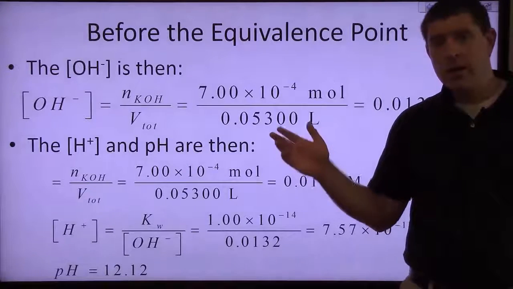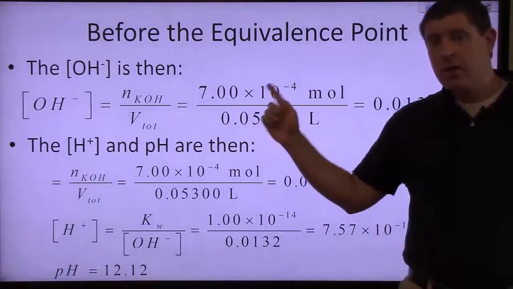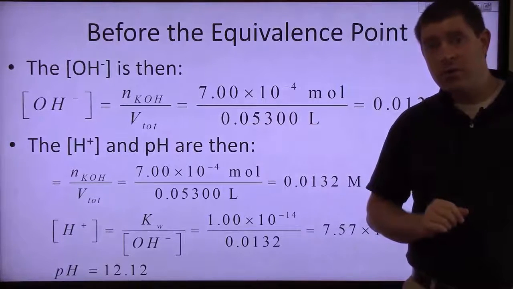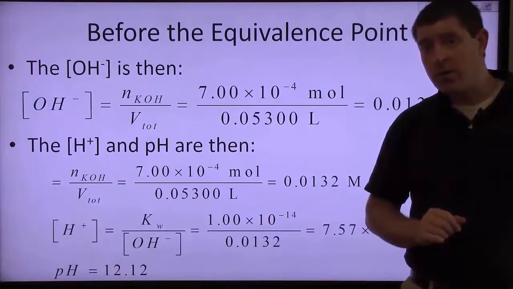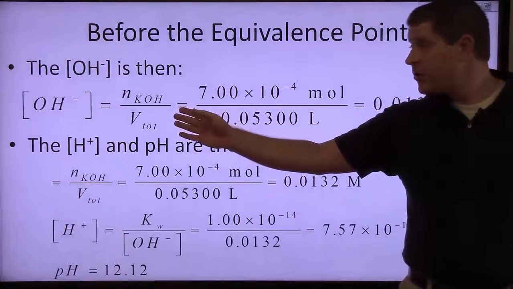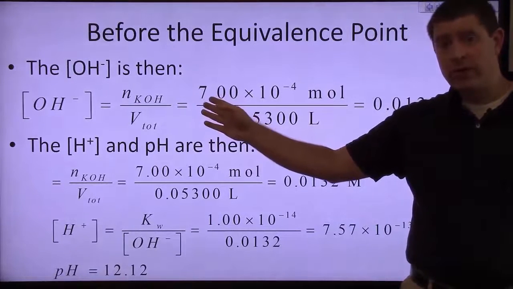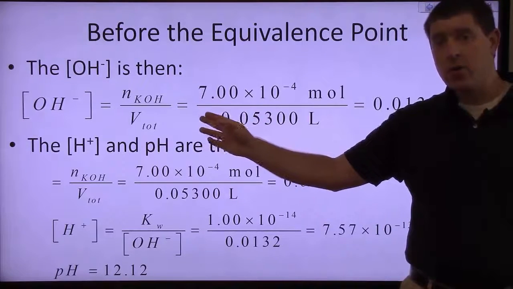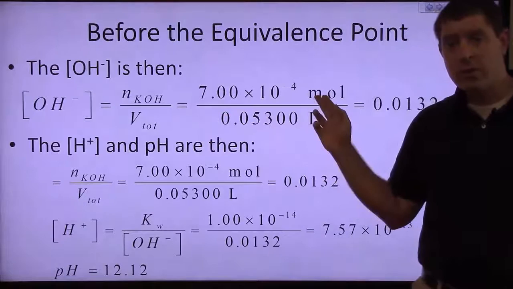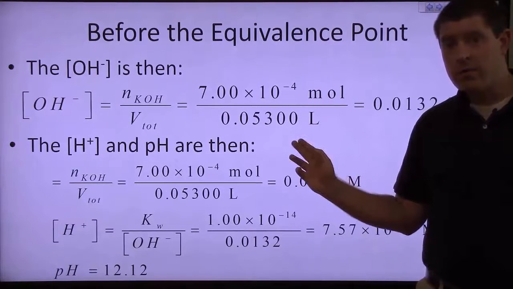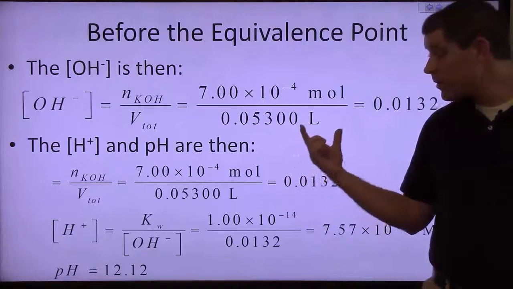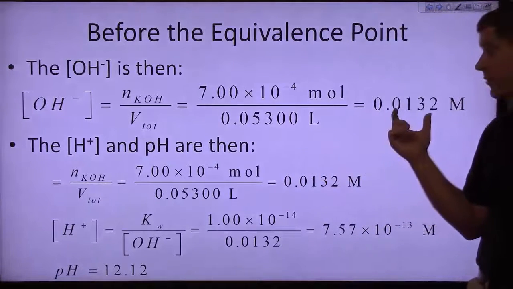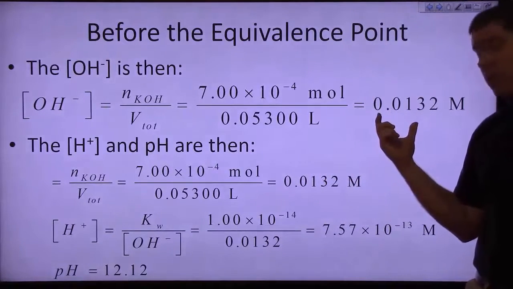And now we can calculate the hydroxide concentration. Now, this value is not going to be simply 70% of what it was initially, because we have changed the volume of our solution. So the hydroxide ion concentration is then the number of moles of our potassium hydroxide divided by the current total volume of solution. And that's going to be 7.0 times 10 to the minus 4 moles divided by 53 milliliters, which when we convert to liters is then 0.05300 liters. And that gives us a hydroxide ion concentration of 0.0132 molar.